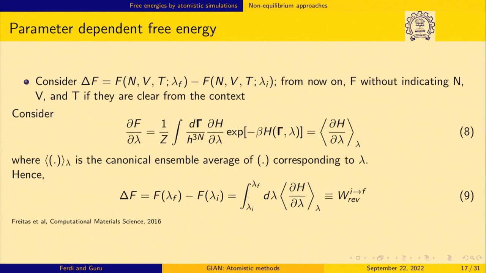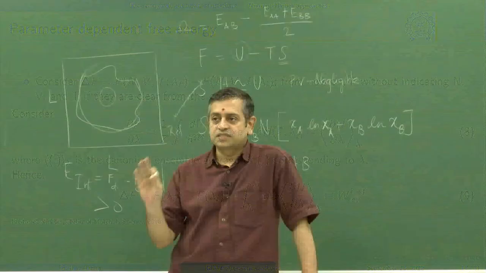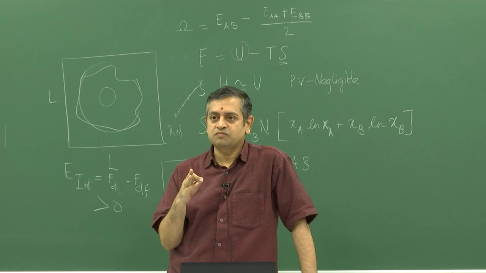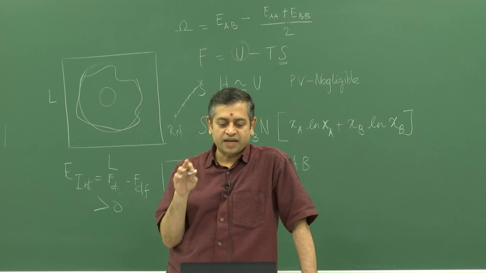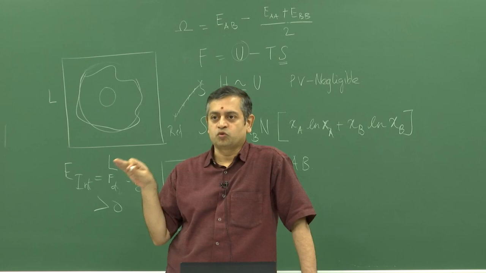Okay. Now let us consider del f. What is del f? That is the free energy difference I want to calculate. So it is the difference between the free energy of the system in the final state, which is my required state or state of interest, minus some initial state which is the reference state. So that free energy F NVT lambda I is somehow known to me. In fact, it is known to me analytically when I use Einstein crystal.